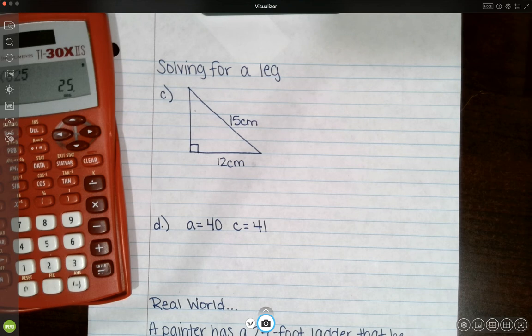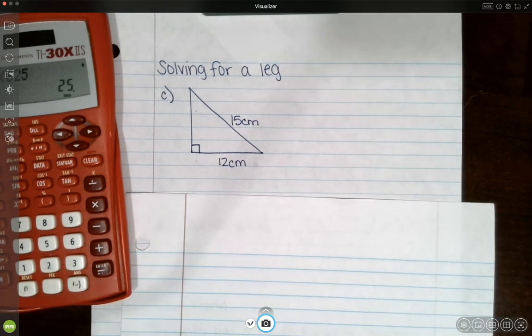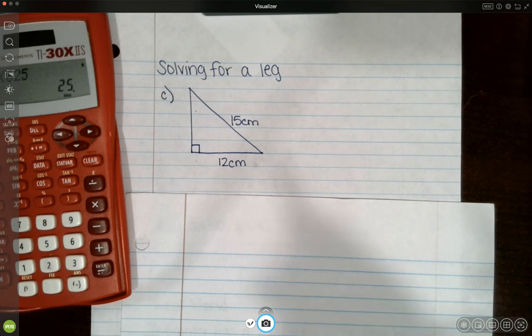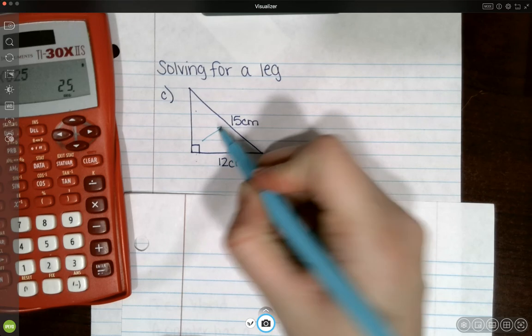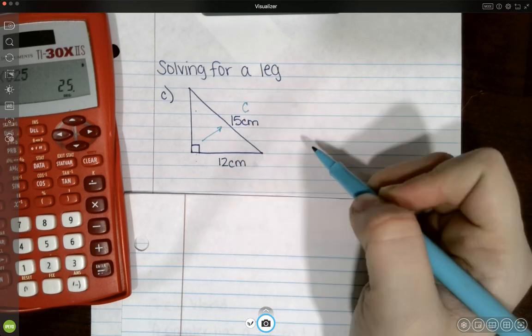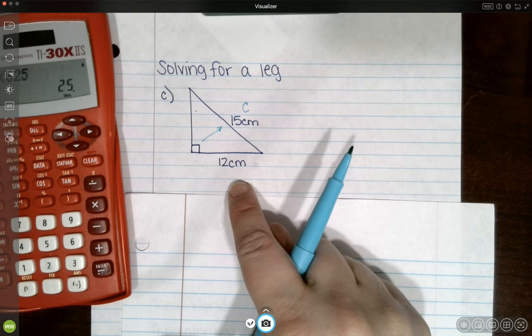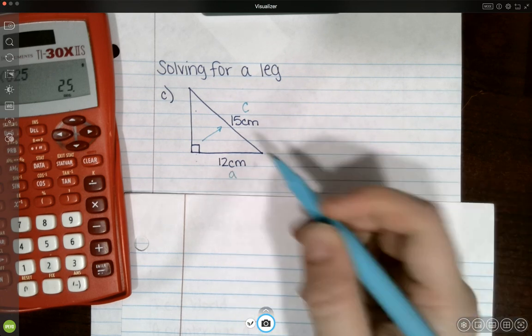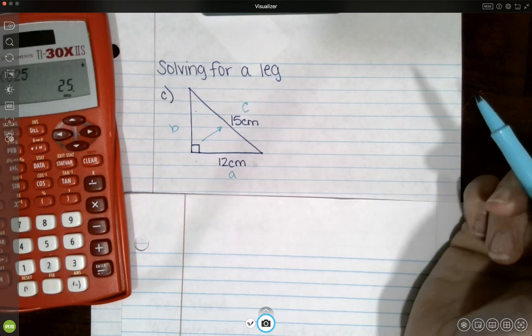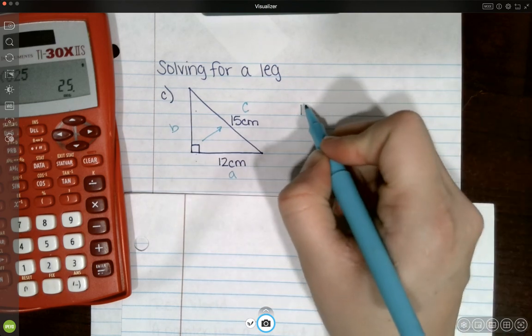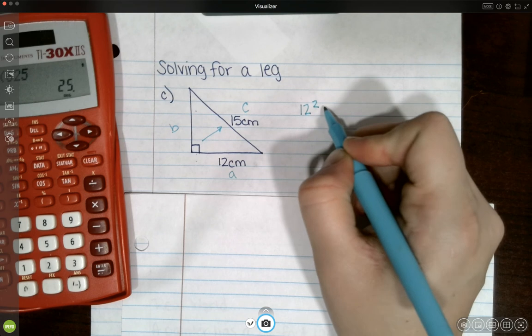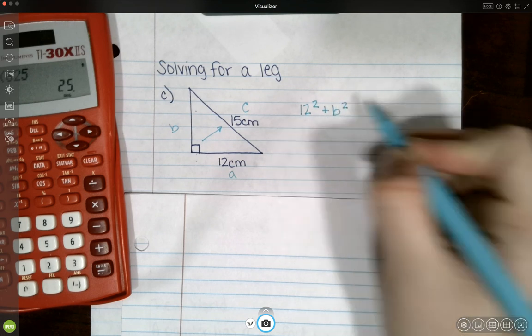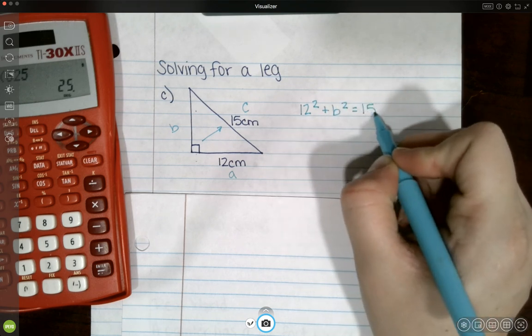All right, so here I have my pieces and parts. We have 12 centimeters, we have an unknown, and we have 15 centimeters. Remember, the hypotenuse is across from the 90-degree angle, so it has to be C, which means the unknown can be A or B. Typically, I like to lead with a number, so I always fill in A and solve for B, but that is completely up to you. So this would be 12 squared plus unknown squared equals 15 squared.